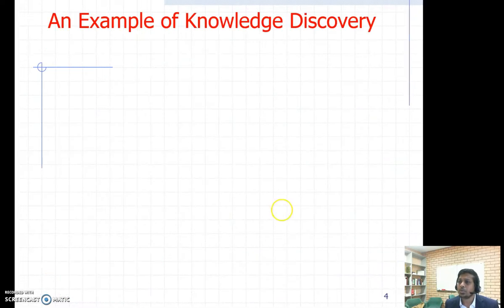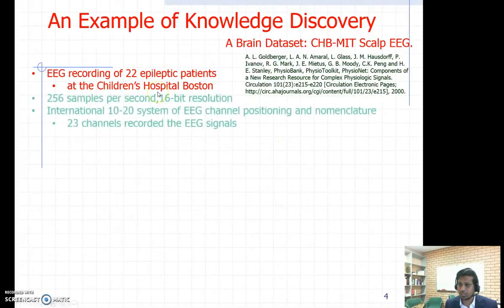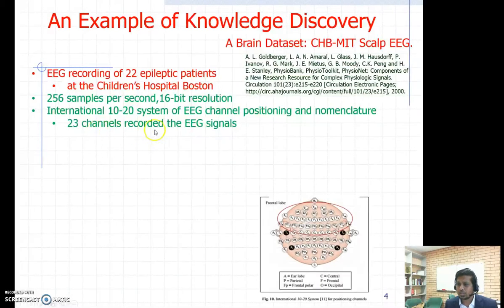Here is an example of knowledge discovery that I am presenting now. It was done on a brain data set. The details and the link of the brain data set can be found here. They collected records from 22 epileptic patients at Children's Hospital Boston, and they implanted the EEG electrodes using the International 10-20 system. There were 23 channels, or electrodes, altogether. This is how they implant them.